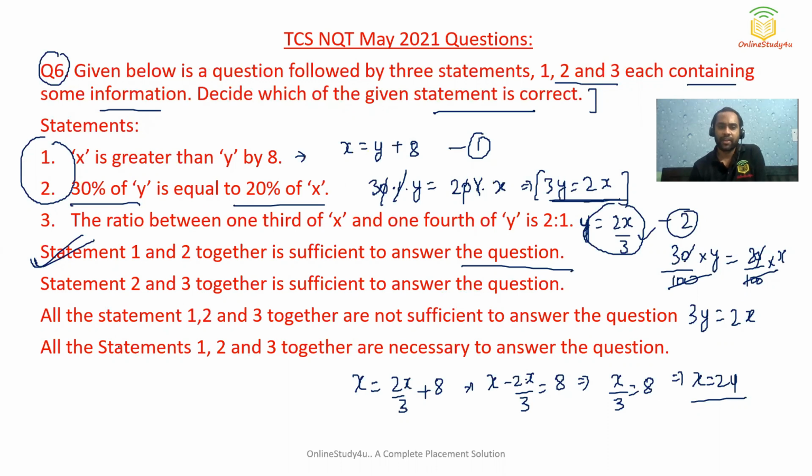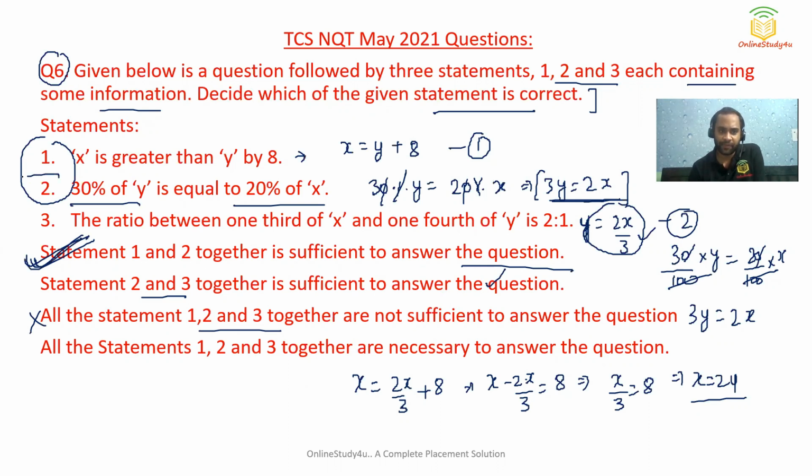But why am I saying this is the correct one? Because either statements 1 and 2 together are sufficient to answer the question, or statements 2 and 3 together are sufficient. Here they are saying all 3 together. No, that is not required. We are able to get the answer from 1 and 2 itself.